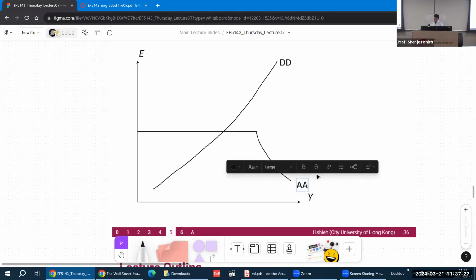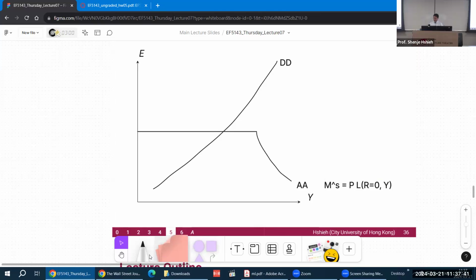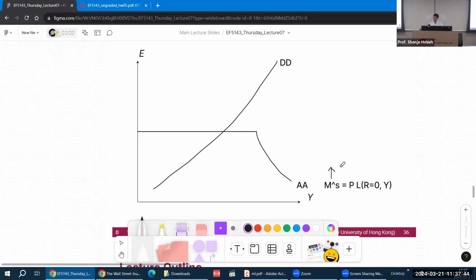Your question might be asking why. Well, here is why. If you have MS equaling to R, so P times L, R equals 0, Y. If you increase money supply upward, that's going to distort this equilibrium in such a fashion: left-hand side bigger than right-hand side. But I can't do anything with R, right? I can't make R negative anymore. So the only other parameter that I can move is Y. So Y actually has to move upward to increase L.